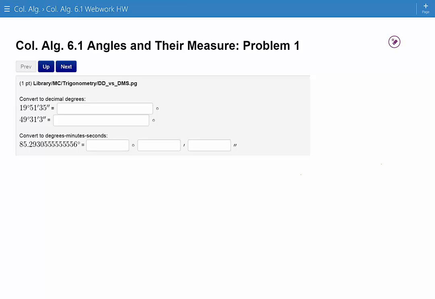Okay, the first problem, we're going to convert this first starting from degrees, minutes, seconds, and going to just degrees. So keep in mind that 1 degree is equal to 60 minutes, and also 1 minute is equal to 60 seconds. So those are the conversions we're going to use.